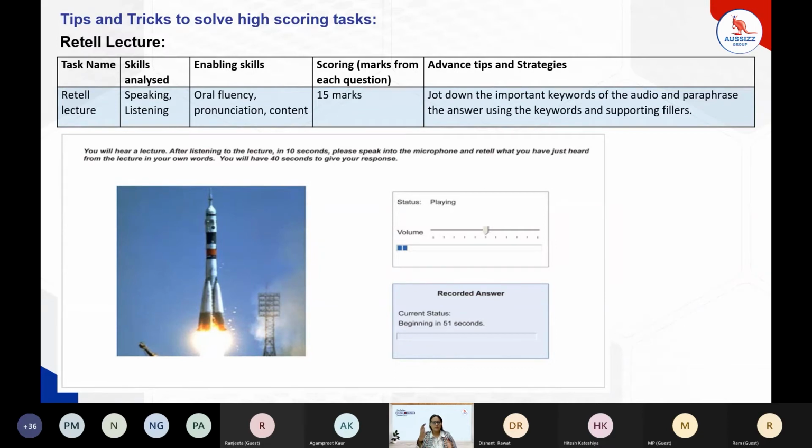So for that, we'll go into the details of these explanations in the online coaching sessions, which is the group coaching. We have a separate package for the group coaching and the personalized coaching. You can opt for the group coaching and definitely understand in detail about each and every task. But this is the advanced step: try to jot down as many keywords from the audio as possible and try to paraphrase your answer perfectly.